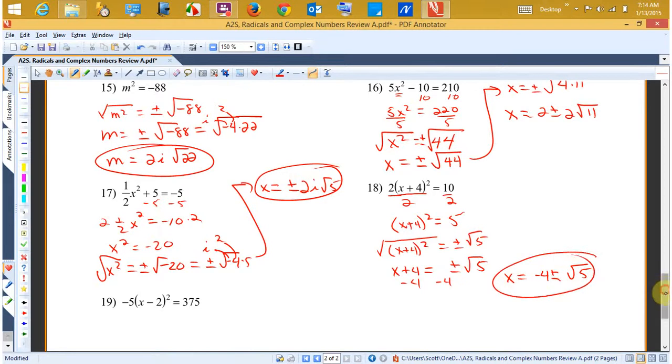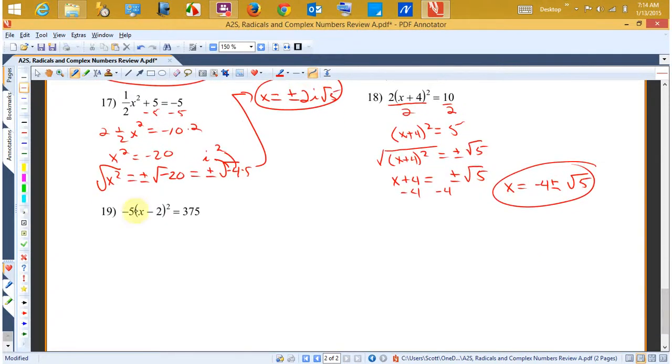And the last problem, which is not on your sheet, once again, the x minus 2 squared, we need to get that alone. It's the squared piece. So let's divide both sides by a negative 5. And what that's going to leave me is x minus 2 squared on this side. And on the other side, it leaves me with a negative 75. Take the square root of both sides. So if I take the square root of x minus 2 squared, that leaves me plus or minus the square root of a negative 75 on the other side.